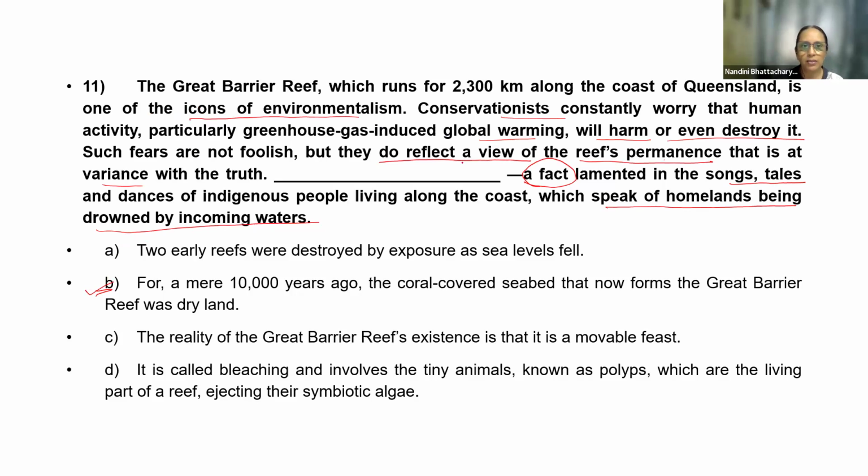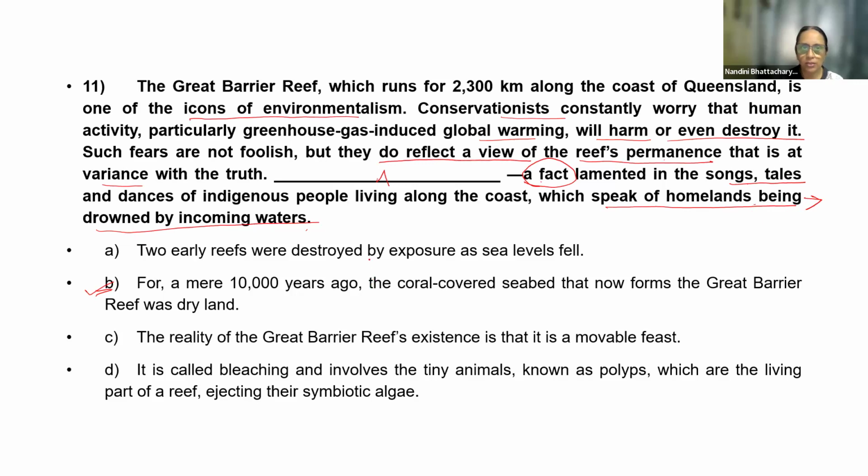Now, what is this passage talking about? It's talking about the concerns about the barrier reef because of global warming, whether the barrier reef is going to be there or not. And here we are talking about a fact lamented in songs, tales, and dances of indigenous people living along the coast, which speak of homelands being drowned by incoming floods. So whatever you choose should be related to this.